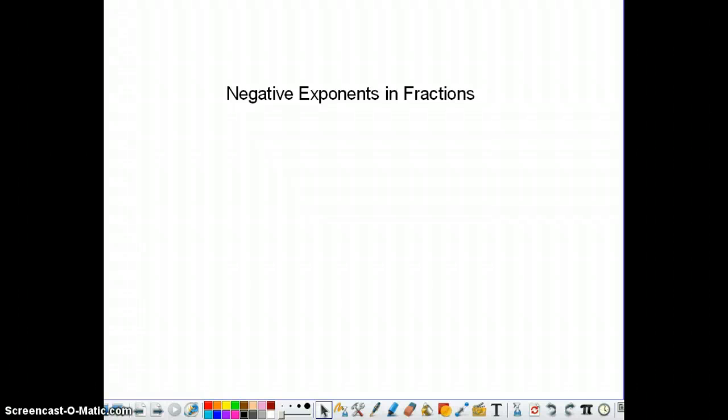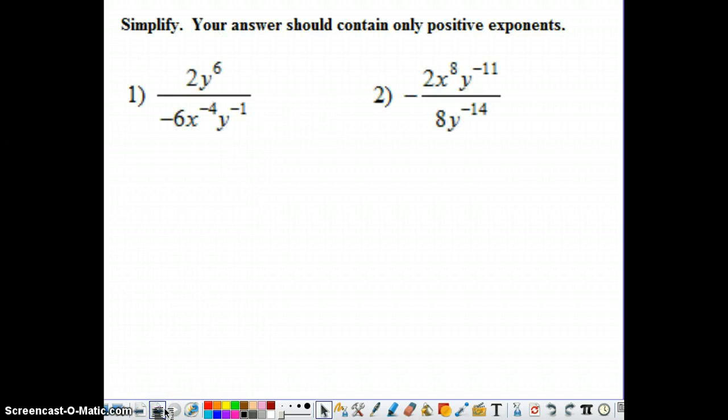Alright, so we're going to take a look here at problems that involve negative exponents in fractions. Let's go ahead and take a look at this first problem here. We see that in the denominator there are some fractions that have some negatives in them, and we know that we can't have negative exponents, so we're going to have to eventually get rid of those.